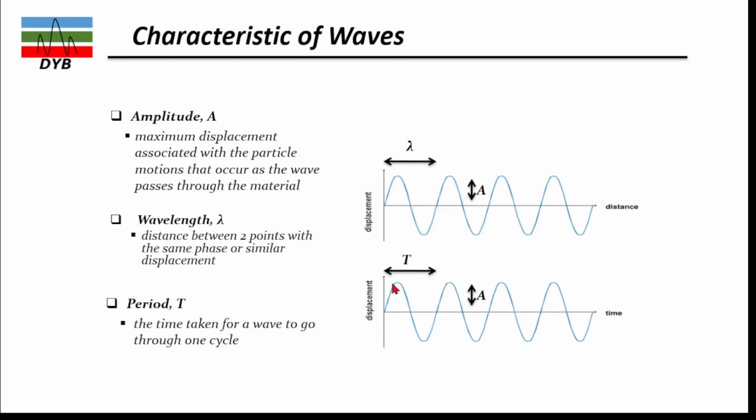The third thing is the period. The period is the time taken for a wave to go through one cycle. So let's say how much time it takes from here to here. That is called the period.